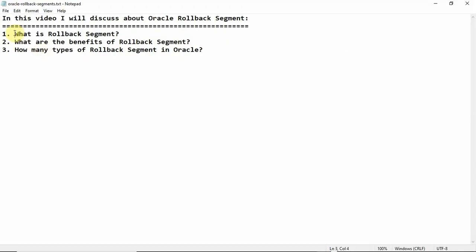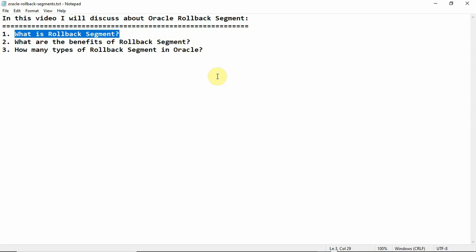So I repeat, what is a rollback segment? A rollback segment, or undo segment, basically holds the uncommitted data of a particular transaction. When a transaction is over, that means when we commit or rollback the transaction, the transaction is completed. So when a transaction is over, the rollback segment becomes free for helping other transactions as well.